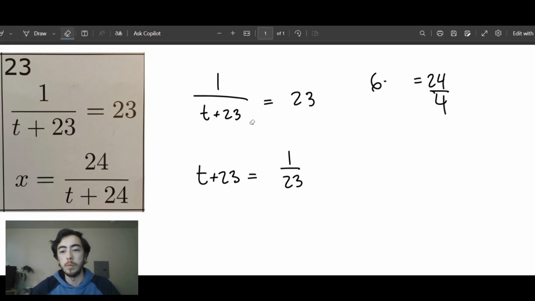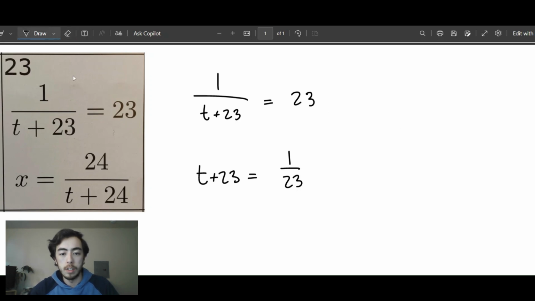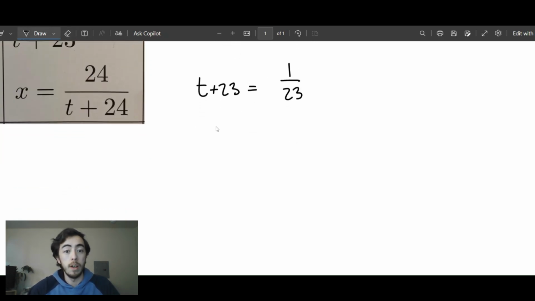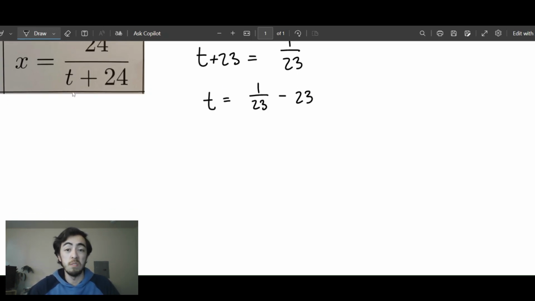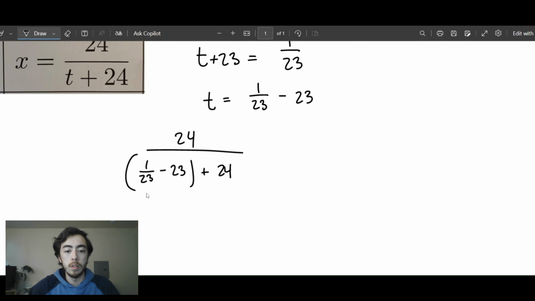That helps me solve for t. I just need to subtract 23, and then I get my value. t is going to be 1/23 minus 23. Not the friendliest of numbers, but I'm going to plug that directly into this fraction right here and see what happens. 24 over, and I'm debating whether or not to put parentheses around it. I don't think I need them right now, because after I do that subtraction, I'll add the 24. Parentheses or not, I'm still going to do all my operations in that order. And this is supposed to be equal to x.